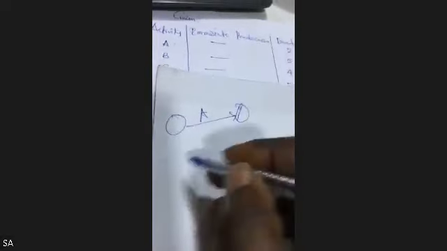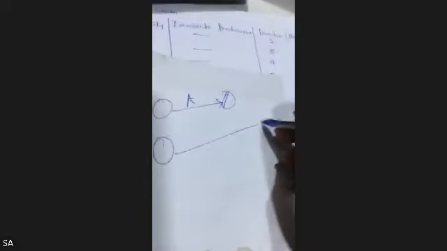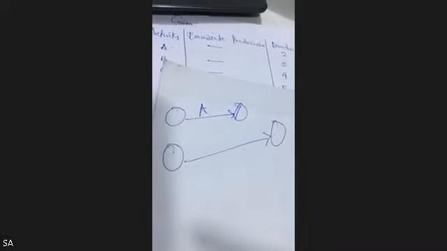So Ibukun's arrow, let's say we have activity A. This is A. This is Ibukun's arrow. Martin's arrow can be like this. You can see Martin's arrow.